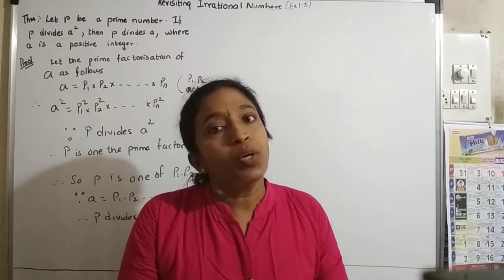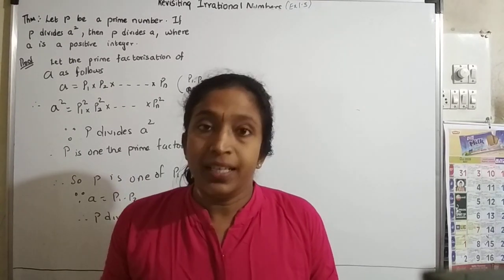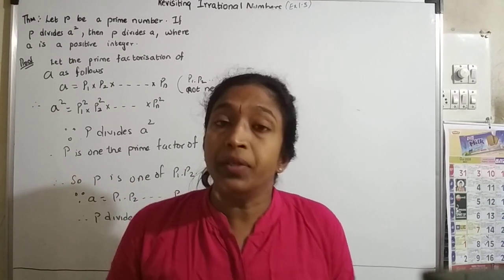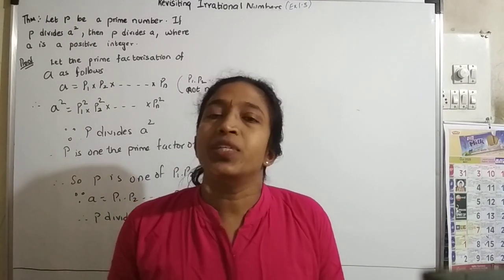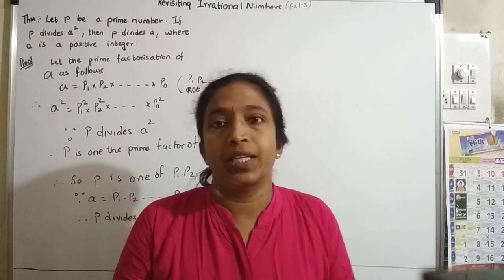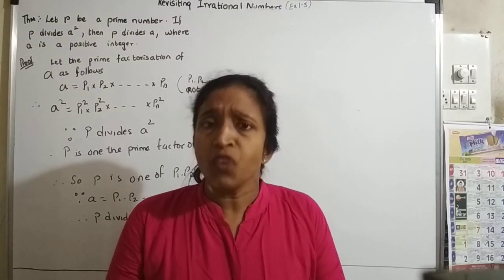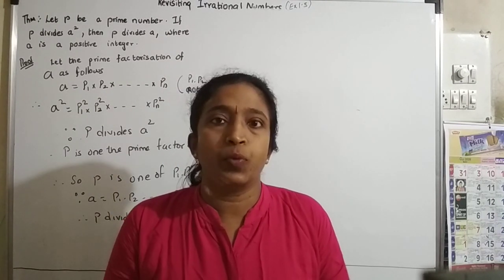In the 9th standard you have learned how to locate irrational numbers on the number line. Correct? We are going to learn the theorem of irrational numbers: how to prove that root 2 is an irrational number, root 3 is an irrational number. In short, root p is an irrational number. Now, this theorem is very important from the board's point of view.